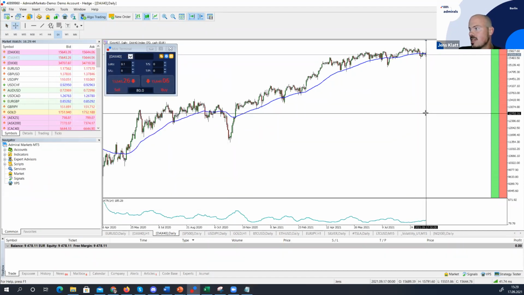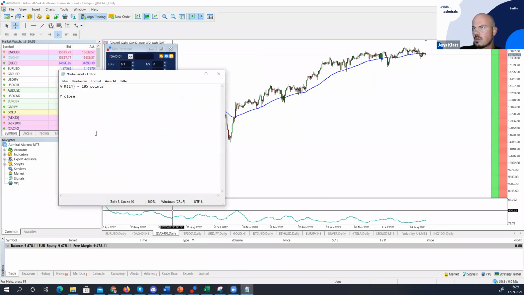So we have today the 17th of September, so yesterday was the 16th of September. And there we have a closing price of 15,694. So this is the closing price. And now, based on this information, we calculate for today the potential on the upside, respectively on the downside, a trading range.